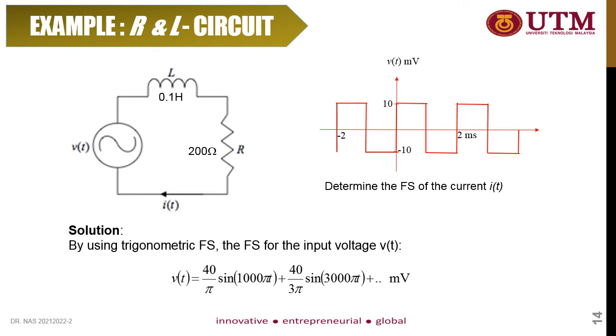Let's have another example when you have a combination of R and L in a circuit. So you need to consider the Fourier series of the current IT. Okay, so the VT is given in trigonometric form. If there's no equation for VT, you need to derive the equation by referring to the coefficients table. Okay, once you have the equation, then you can develop the Fourier series for the current IT.